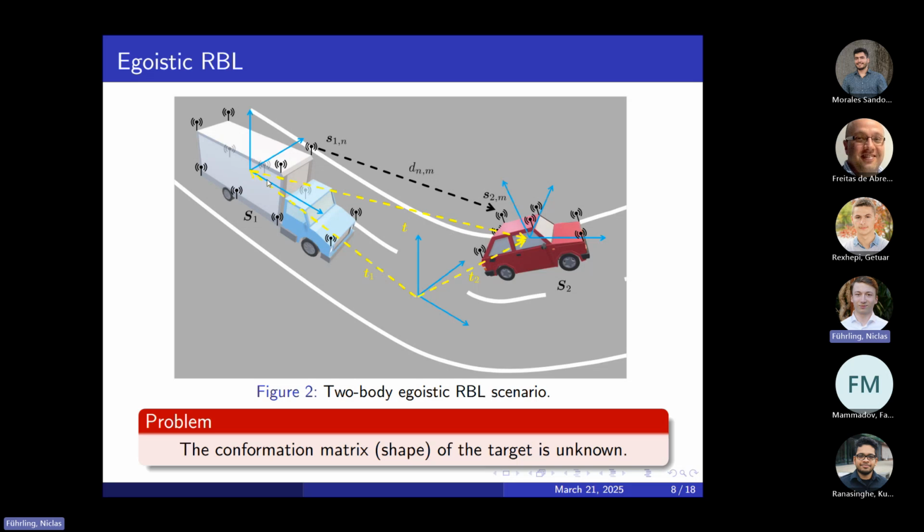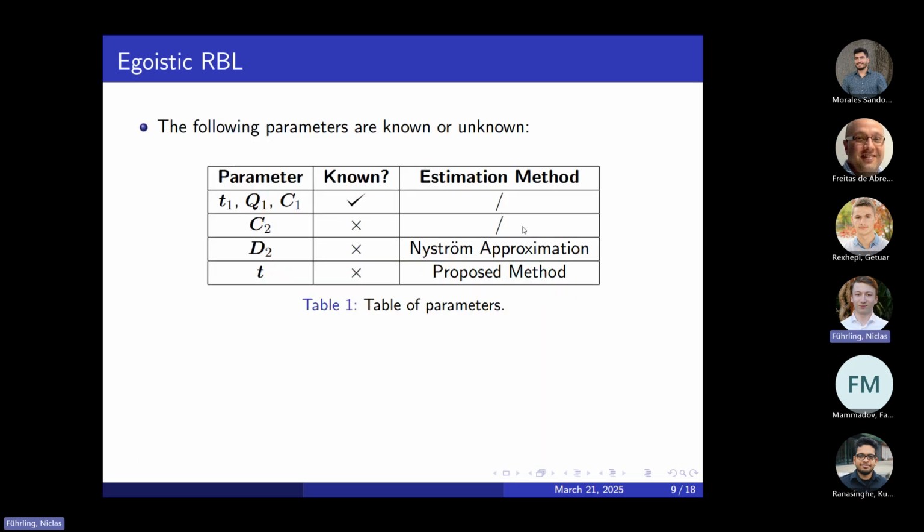And you can see the general translation from our perspective to the target rigid body. Next, we can look at the following parameters and check if they are known or unknown. So we can say T1 is known, Q1 is known, and C1 is known because we say we are the truck, we know how we look, we know where we are positioned. So we know that. We don't know C2, we don't know how the target rigid body looks. We don't know D2, and we also don't know the translation. And how we want to find it, we will present next.